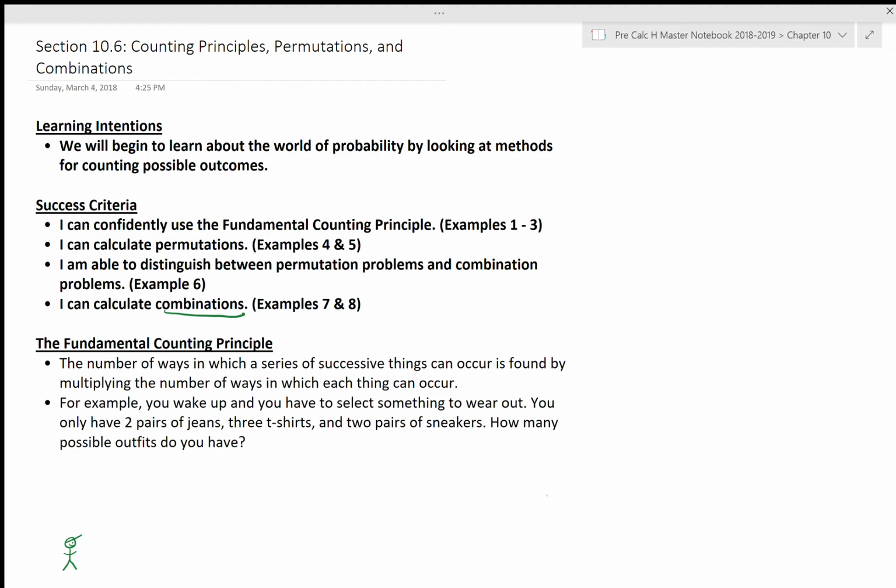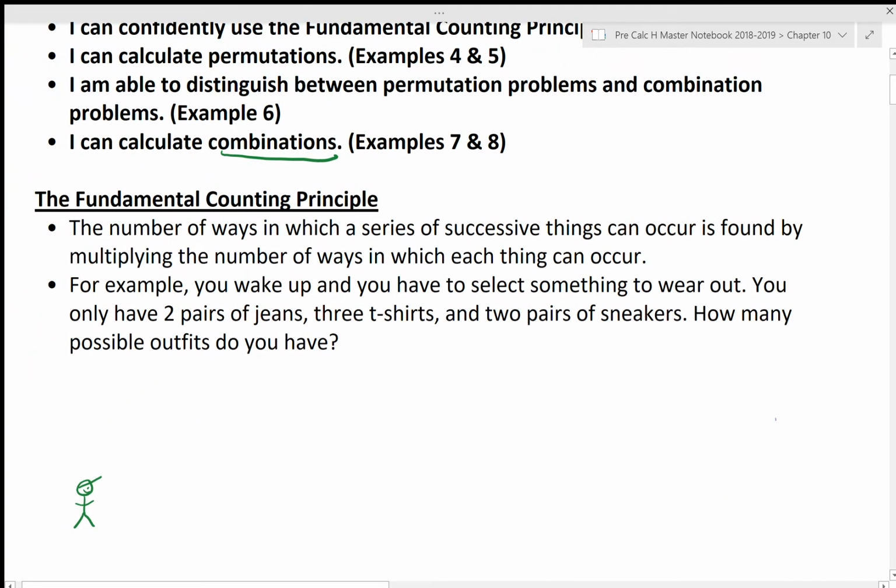So, the fundamental counting principle, basically what that is, you're trying to figure out the number of ways in which a series of successive things can occur, all right? And the way you're going to do that is by multiplying the number of ways in which each thing can occur. Okay, so here's a little example.